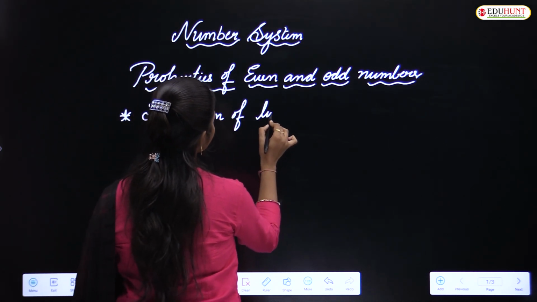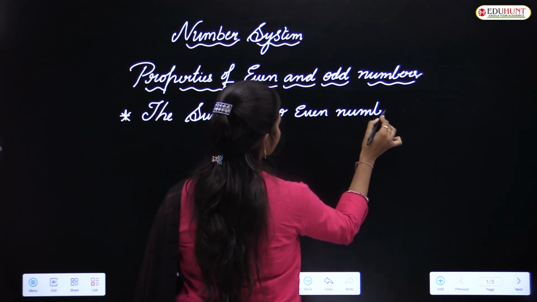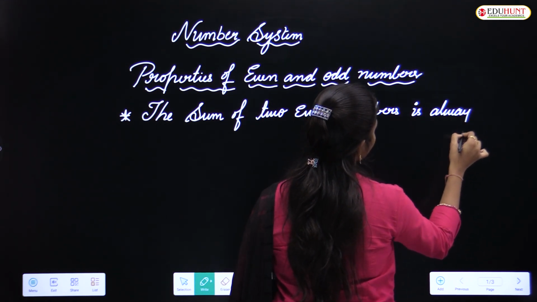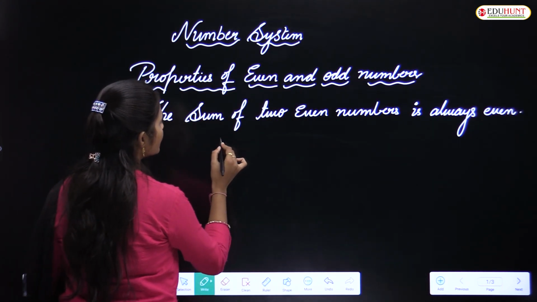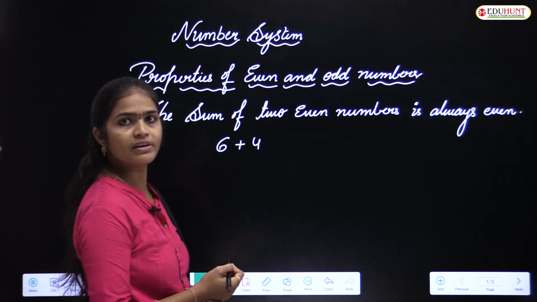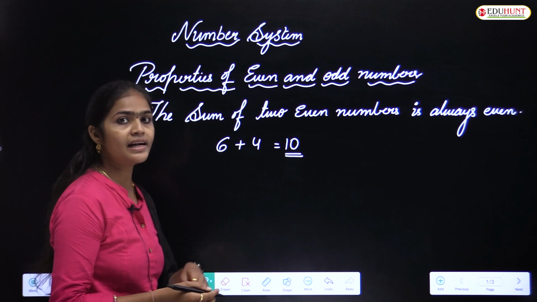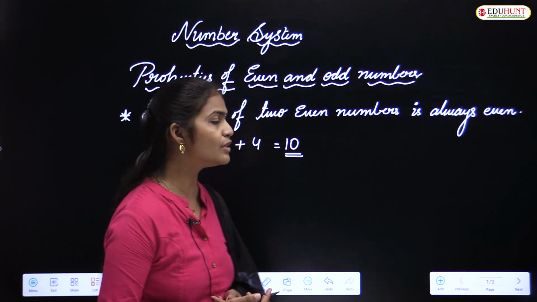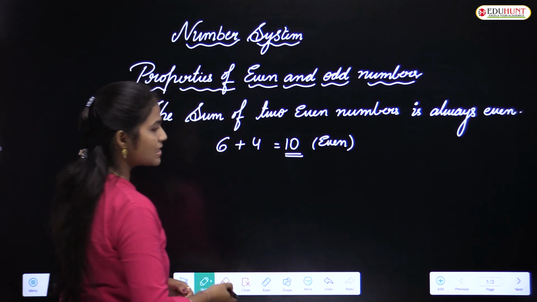The sum of two even numbers is always even. So here, sum of two even numbers, I am going to take 6 plus 4. 6 is an even number, 4 is also an even number, right? So its sum is also an even number. If you add any two even numbers, the result is again an even number only. So 10 is an even number.